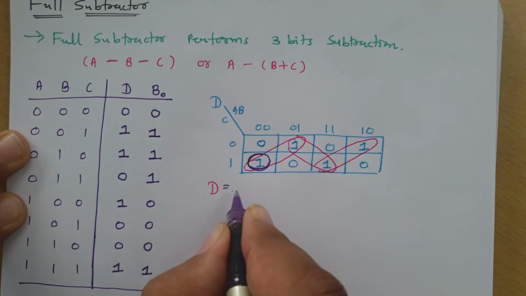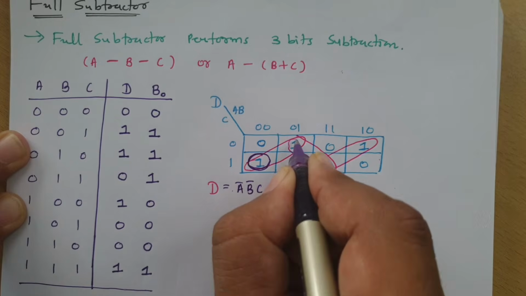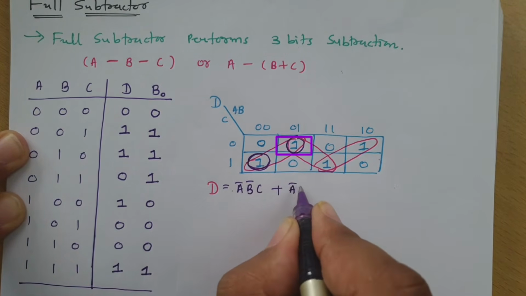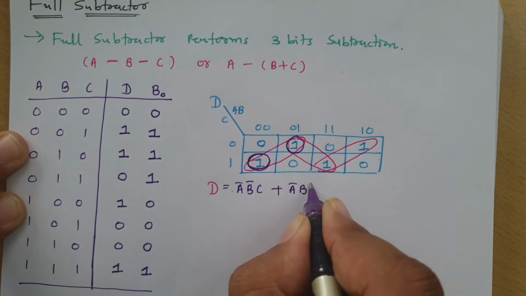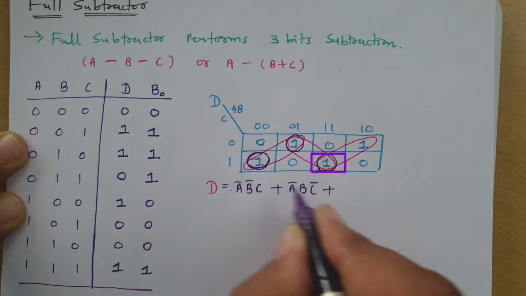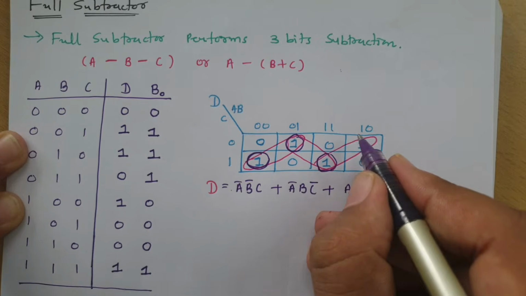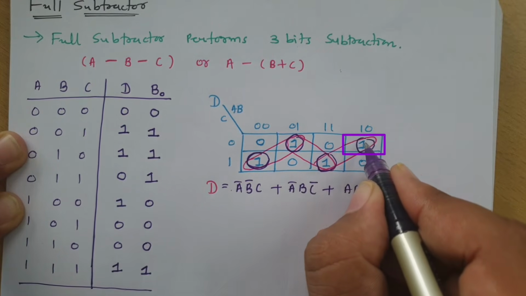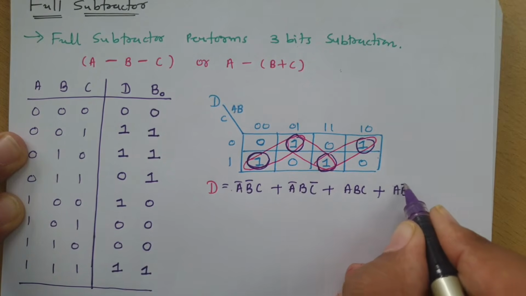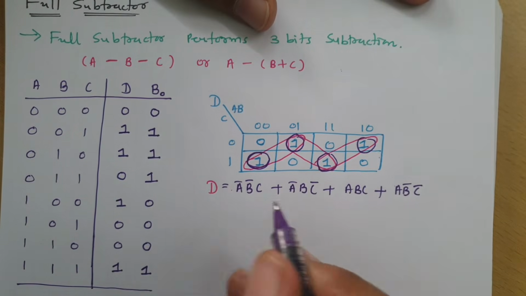So AB 0 0, C is 1, so A bar B bar C, plus this one, that is AB 0 1, so A bar B C bar, plus this one, that is AB 1 1 and C 1, so A B C, plus this one, that is 1 0 with AB, so A B bar, and C is 0, so C bar.